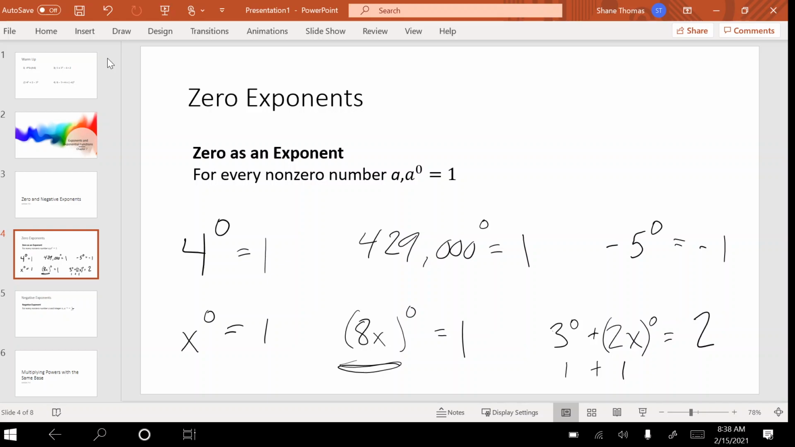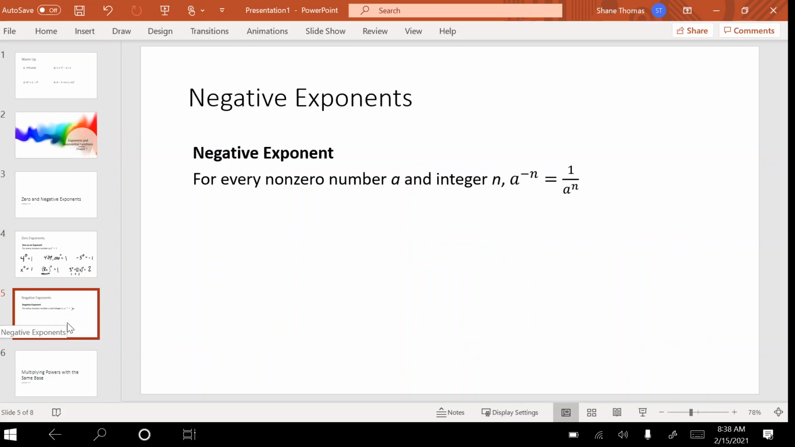I'm telling you, though, if you get one wrong on a test, it says something to the 0 power, and you put something other than 1, I'm going to be really upset. All right? Any questions on the 0 power? No. All right, so that's the first part. Can we retake the test that we just took? No. Okay, negative exponents.